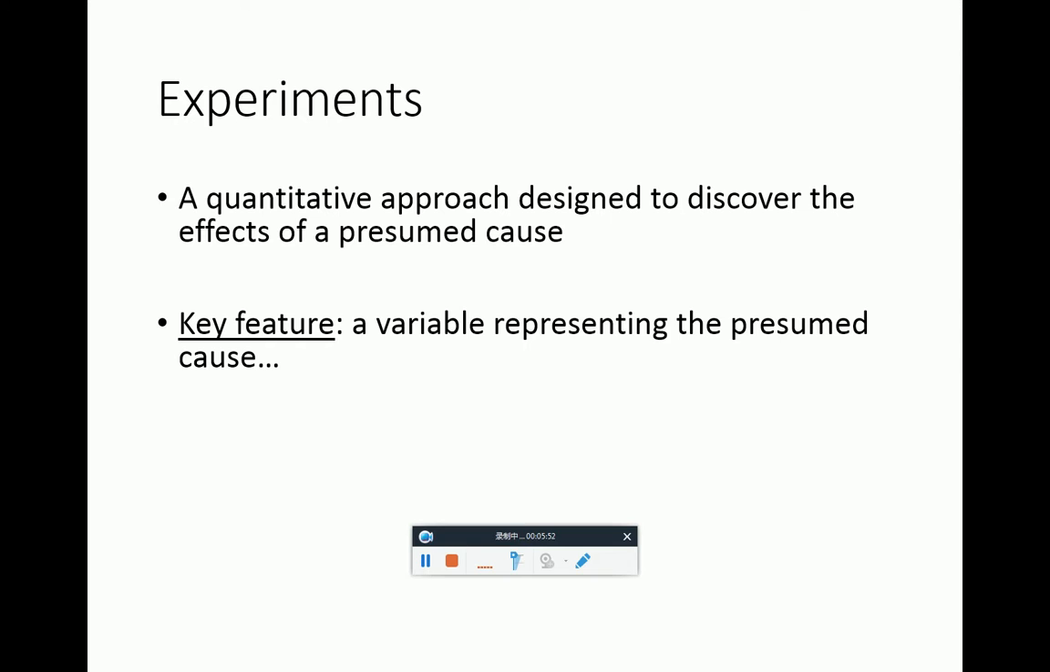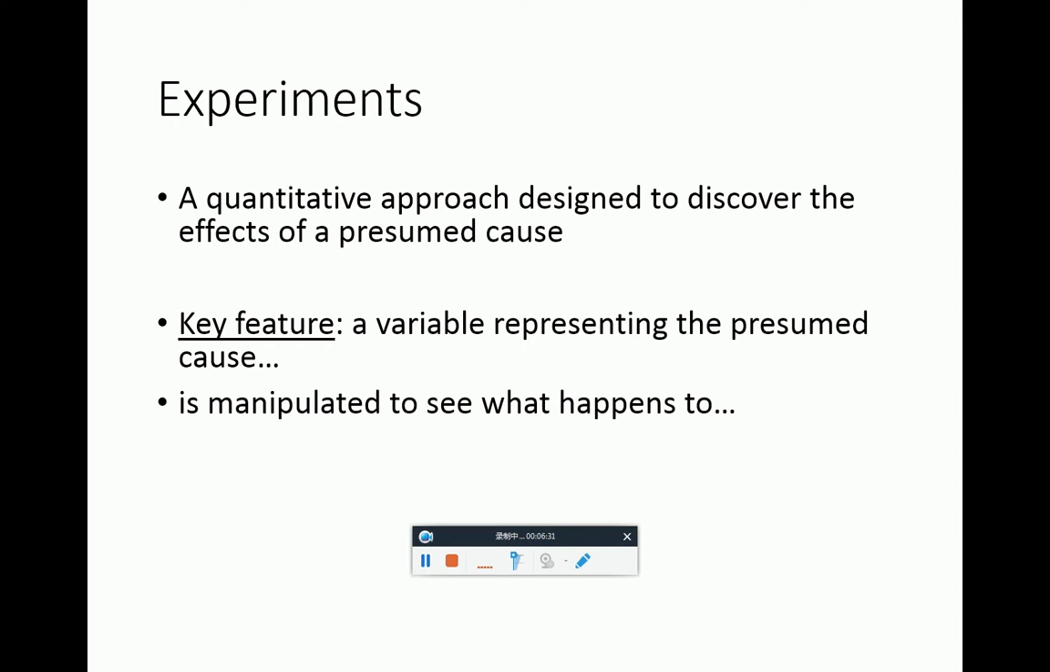As in survey studies, we need at least two variables to conduct an experiment because we'll use one variable to represent the presumed cause, and we'll use another variable to represent the intended effects. And we'll establish whether or not the cause, right, when it is made to happen, would indeed lead to the intended effects. So, okay, that will be our first variable, the variable that represents the presumed cause.